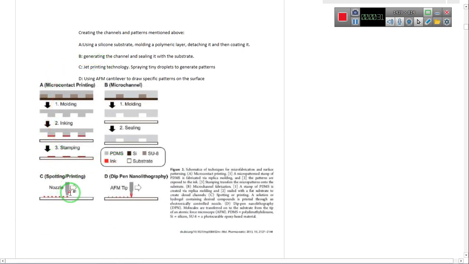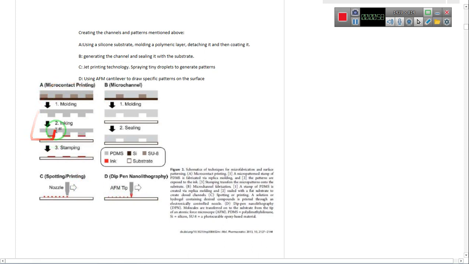For example, we can have a nozzle, and the nozzle injects the hydrogels or the droplets, the solution which contains the cells, in the pattern that we want. In another strategy, instead of using the nozzle, we can use the cantilever of the AFM to draw the pattern that we want on the substrate.